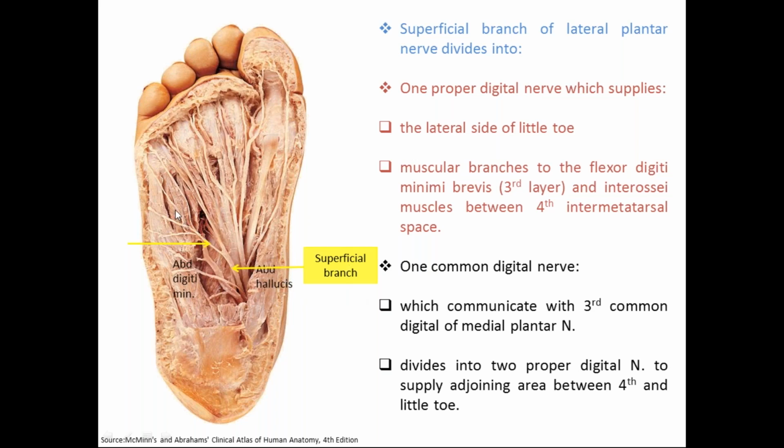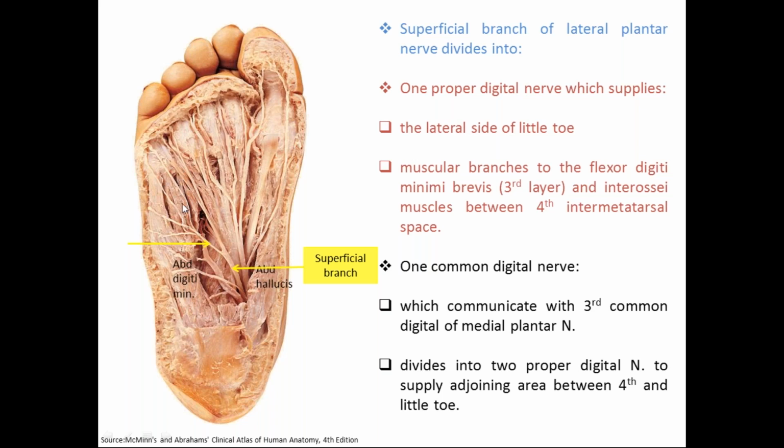It also gives the muscular innervation to the muscle in the third layer, that is the flexor digiti minimi brevis, as the first proper digital of the medial plantar nerve was giving the cutaneous innervation on the medial side of the great toe. Along with that, it was giving a muscular branch to the third layer, that was the flexor hallucis brevis. So on the lateral side towards the little digit, there is a muscular branch which goes over there and supplies the flexor digiti minimi brevis, and it also gives branches to the interossei muscles which are present in the fourth intermetatarsal space.